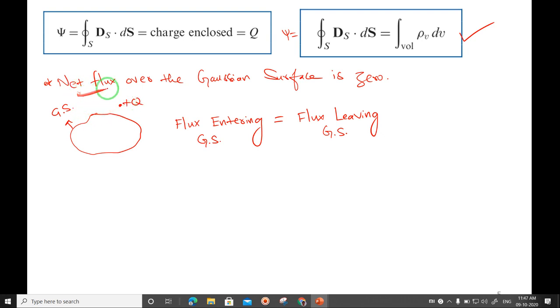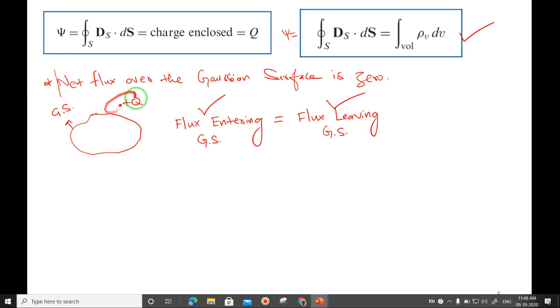Then we have made one statement here: net flux over the Gaussian surface is zero, because everywhere the flux lines are leaving in all directions. In this direction the flux lines will enter this Gaussian surface, and they are leaving this Gaussian surface. Means flux entering the Gaussian surface is equal to the flux leaving the Gaussian surface. So the net flux over this Gaussian surface has to be zero, right? So this statement holds good.